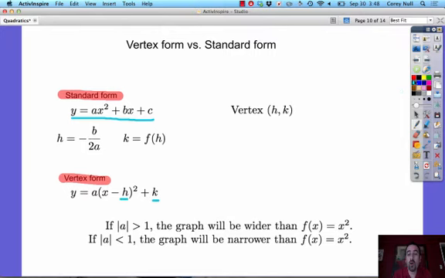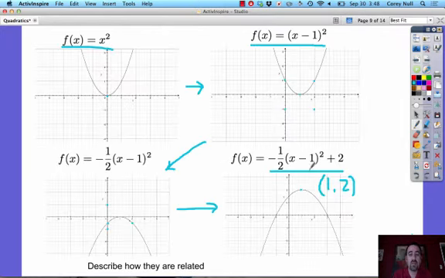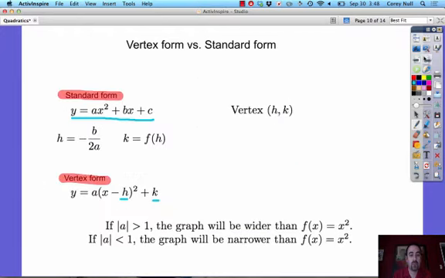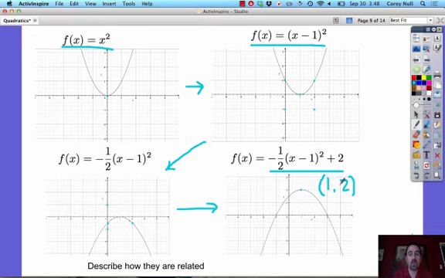If we go back to the previous example, notice this is now in vertex form. The vertex is at the point 1, comma 2. So in this case, h is 1, k is 2.